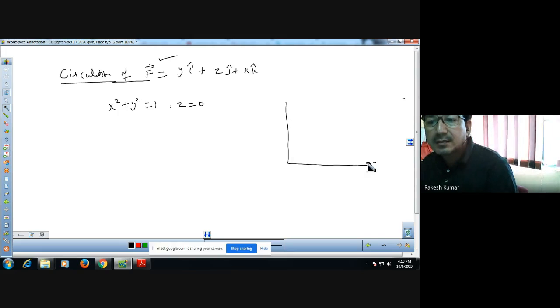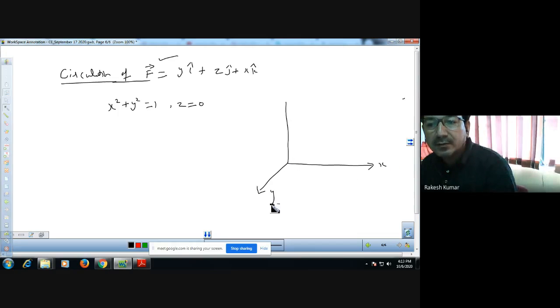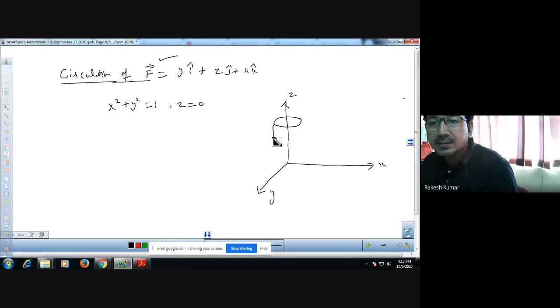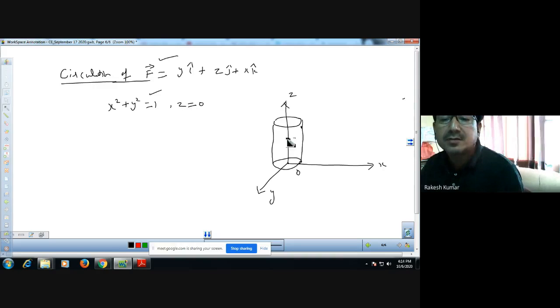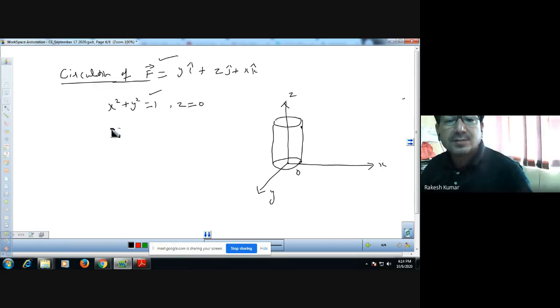We have three axes. This is the x axis, this is the y axis, and this is the z axis. So this is the cylinder we have, and this is the base of the cylinder with the center at the origin, and the base is lying in the xy plane. That is why the equation of a circle in the xy plane is given to us. This is the cylinder along the z axis, that is why z is equal to 0, because in the xy plane, z is always 0. So this is the equation of a cylinder given to us with the base as a circle.